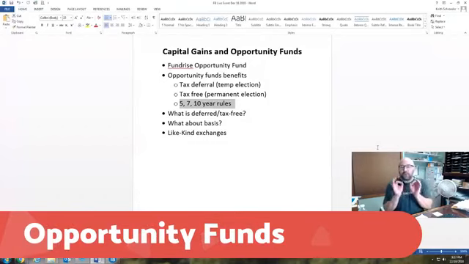When you put the money in, the one temporary election means that when you put the money in from the capital gain into the opportunity fund, you have to put it all in at once, or what you put in is deferred, but the rest is going to be taxed on the current tax return.